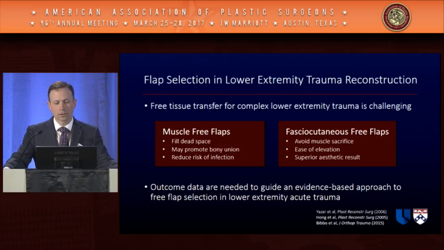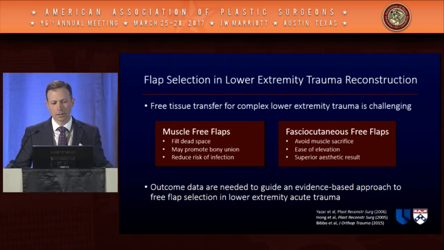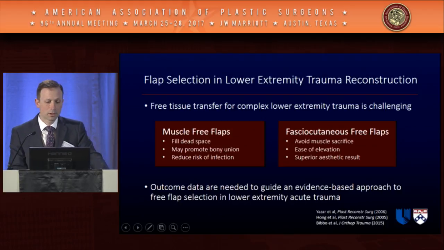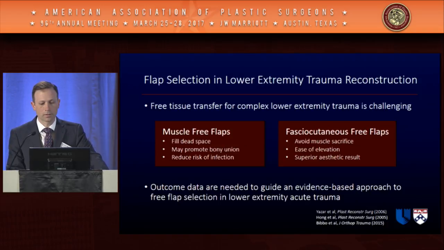Microsurgical reconstruction of lower extremity defects remains challenging for those of us who undertake these cases, and flap loss rates in lower extremity trauma reconstruction are higher than other anatomic areas for microsurgical reconstruction. Traditionally, muscle flaps have been used, secondary to the belief that they are better at filling dead space, promoting bone union, and also reducing the risk of infection.